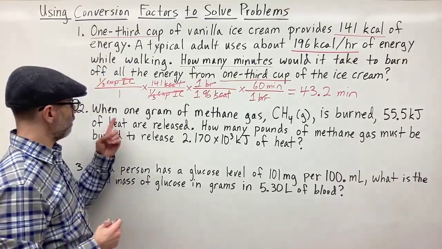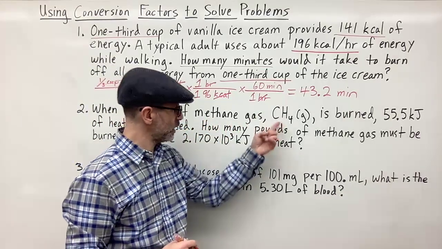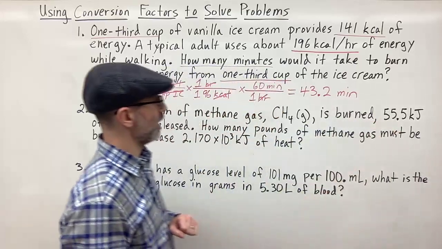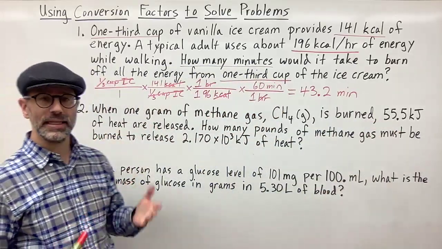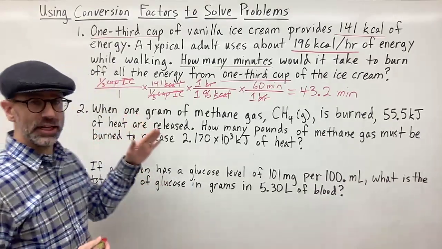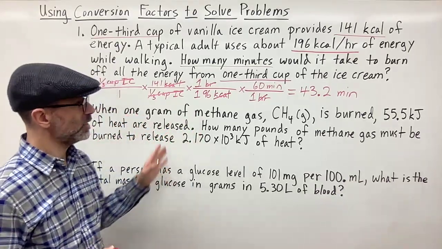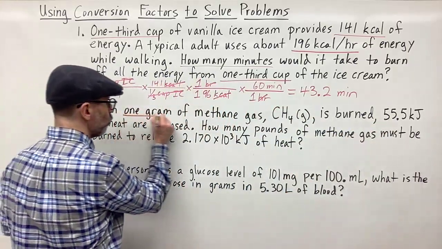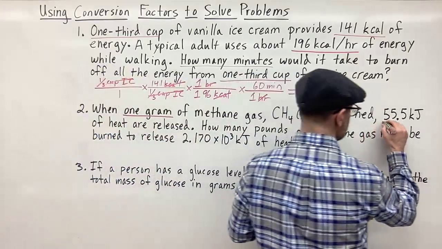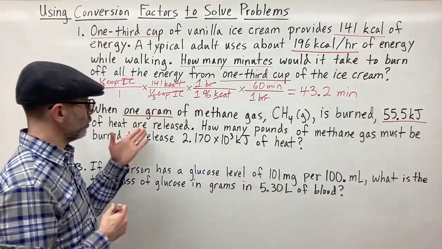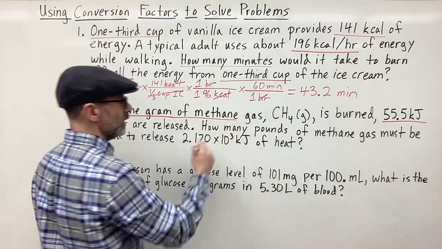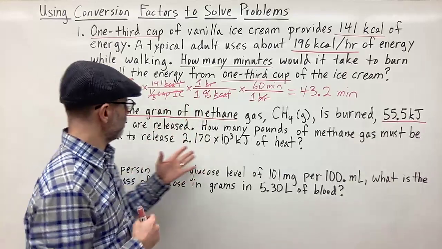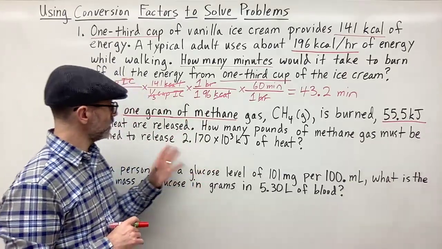Okay, here we have 1 gram of methane gas, CH4, and it's burned, and it gives us 55.5 kilojoules of heat released. Okay, so here we have a relationship. 1 gram of methane gas is equal to 55.5 kilojoules of energy. So that's going to be a conversion factor, or a possible conversion factor we could use. 1 gram of methane equals 55.5 kilojoules. Okay, so that's really the only information we're given. I don't see any more conversion factors.